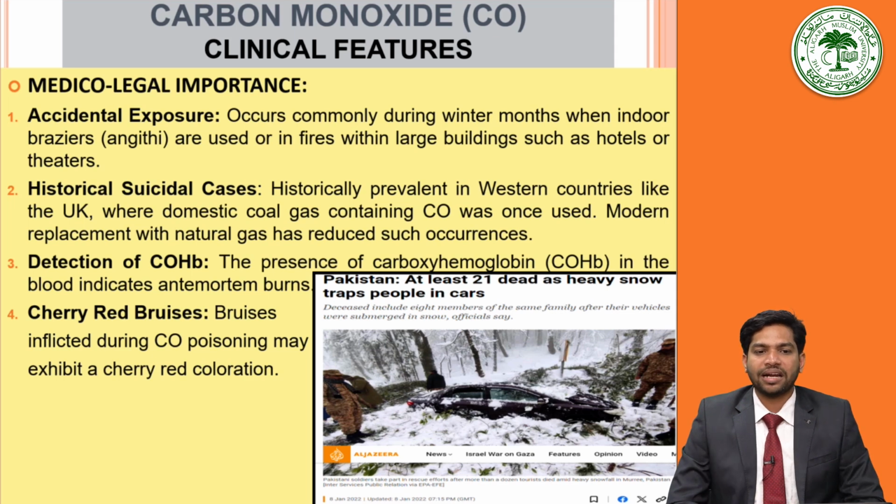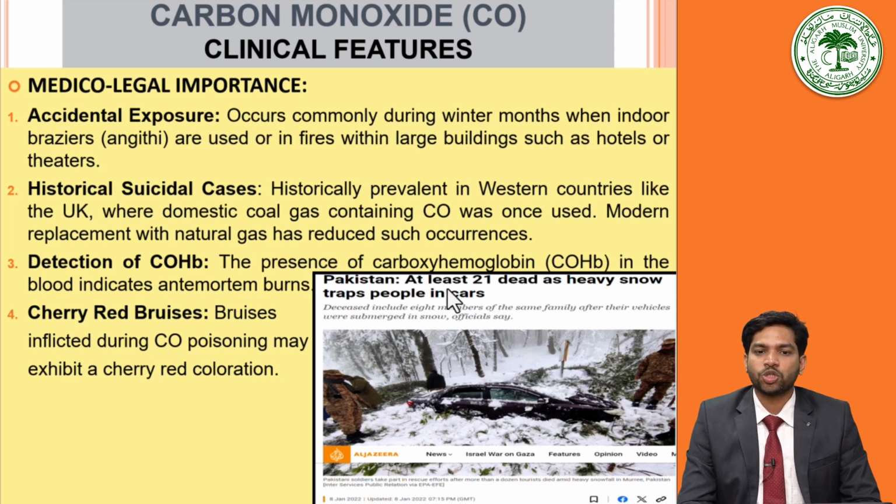Then the bruises that are inflicted during the carbon monoxide poisoning also exhibit the cherry red discoloration, different from their normal routine course of color changes. Before we finish our study on the carbon monoxide, I would like to share some cases with you. This was the case in the last 1 year back.